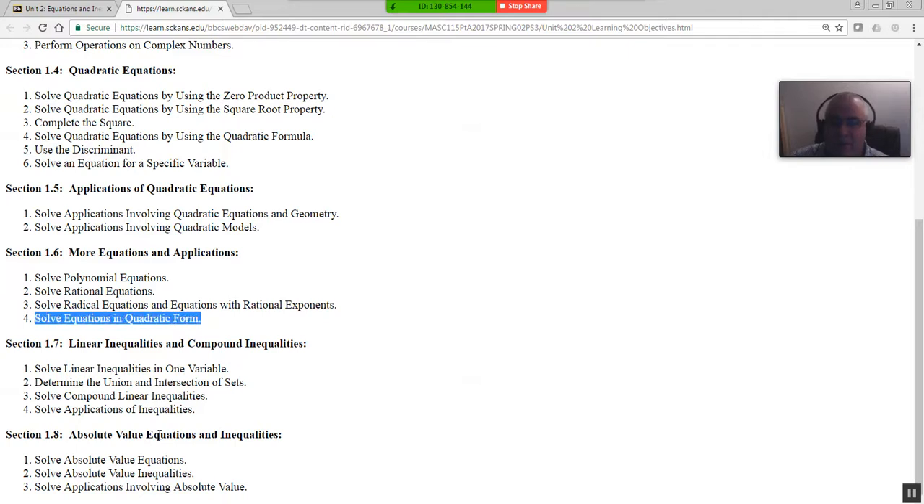Now, our fourth topic in this section is solve equations in quadratic form. Let me grab a drink here. Sometimes this is called a U substitution.